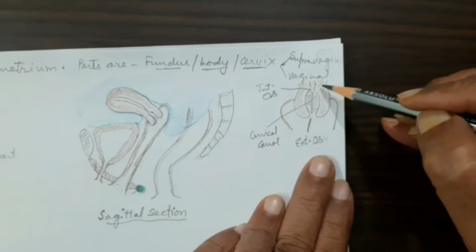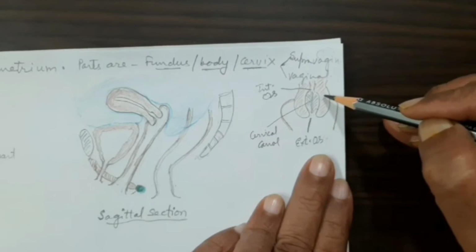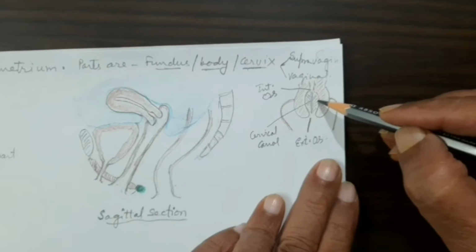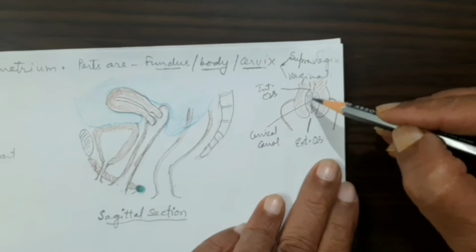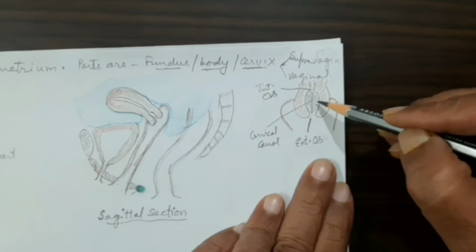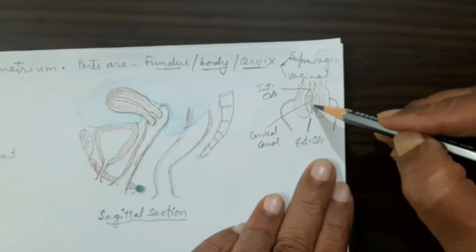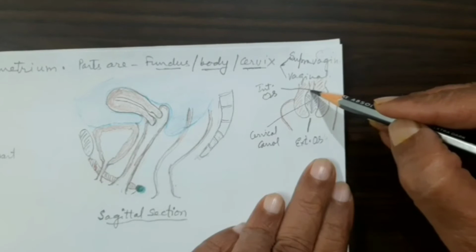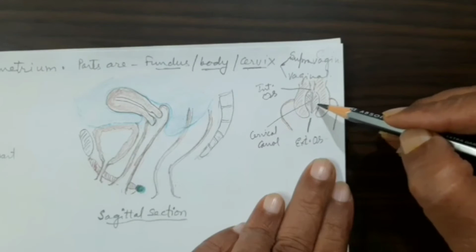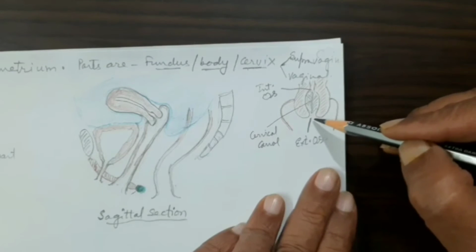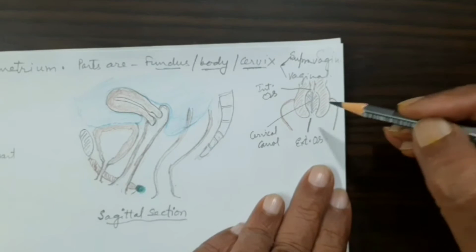Only the cervical part is shown here, and it is made up of smooth muscle, and the inner side of this cervical canal is lined by the mucous membrane. There are mucosal folds seen in the posterior wall as well as the anterior wall of the cervical canal, where these mucosal folds are arranged almost obliquely, coming towards the center. So these are the mucosal folds.